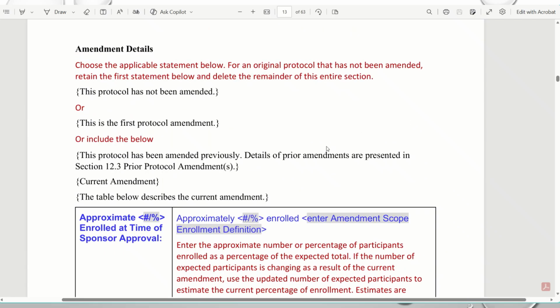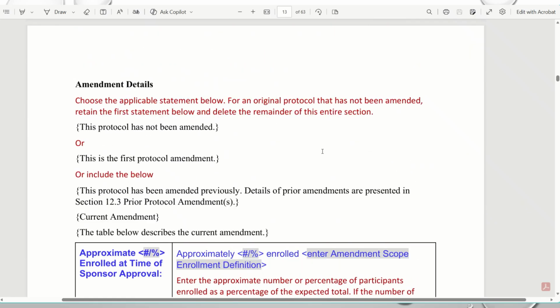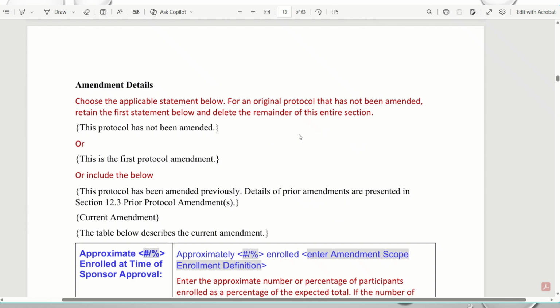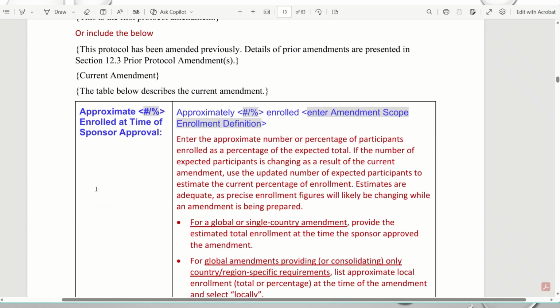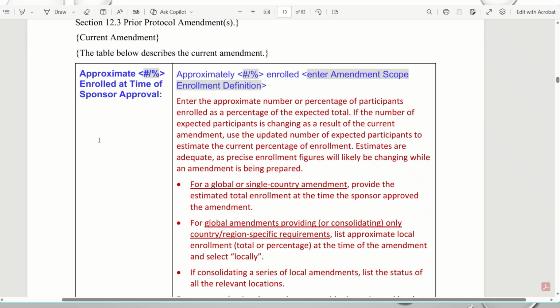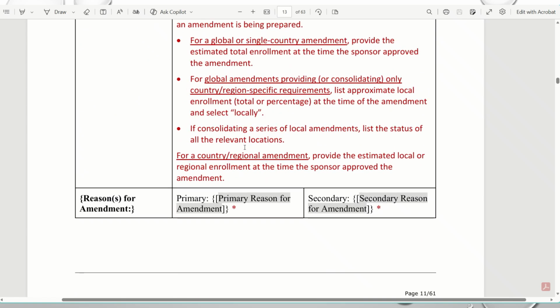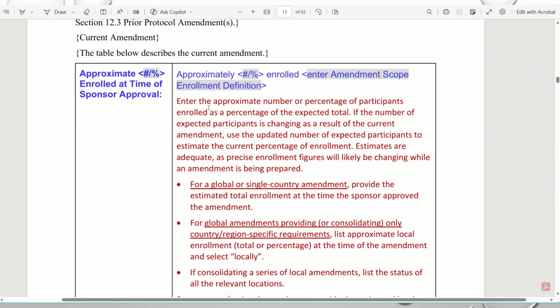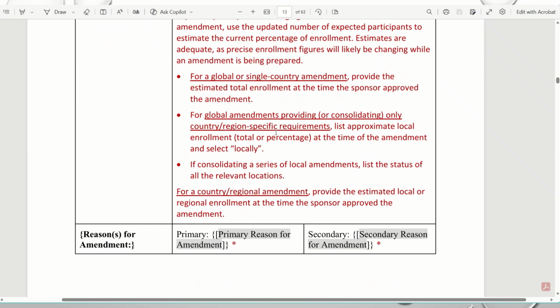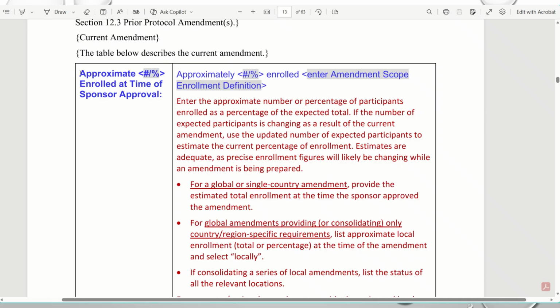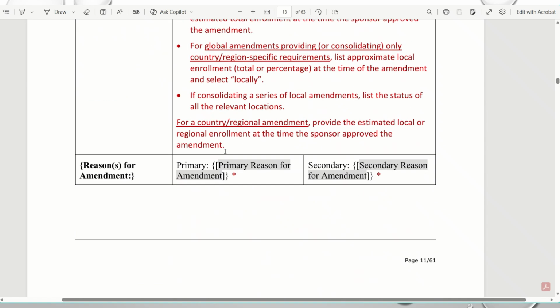I can't recall if the amendment, I think it is because this is still the same. This is the title part. So you have information on your amendment. When you're amending, you want to look at how that impacts on the enrollment numbers, the actual numbers or percentage enrolled at the time of sponsor approval, because you want to see whether the amendment impacts your enrollment, and the number of your enrollment impacts on your statistical analysis, yeah.